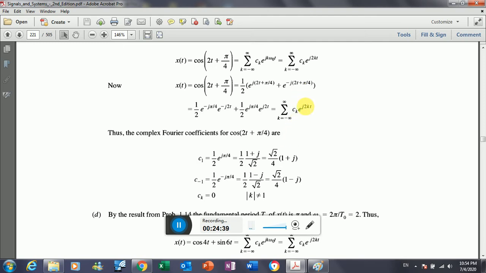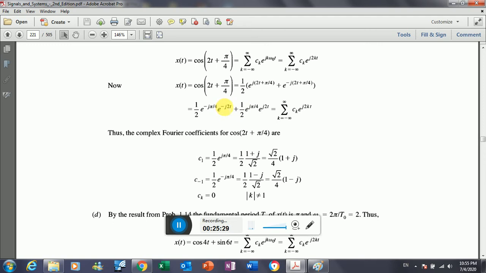so here omega naught is equal to 2 and we can see that e raised to the power j 2t, here k is the necessary term, which is equal to 1, because if we compare it with this portion, we get the value of k which is 1. k is equal to 1, because only if k is 1 will e raised to power j2t be formed. Okay. So here k is equal to 1 and here k is equal to minus 1.